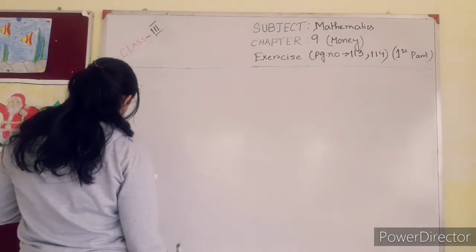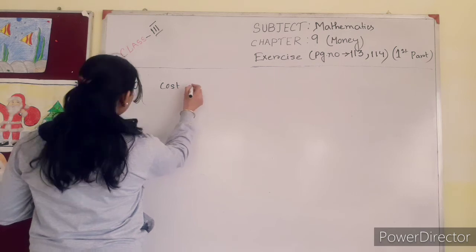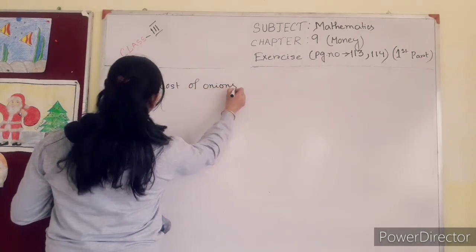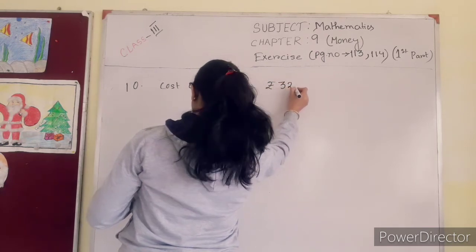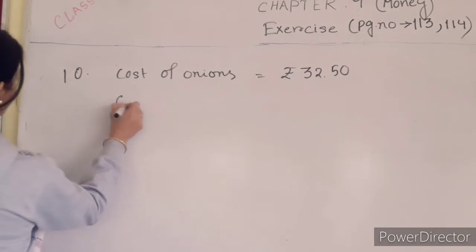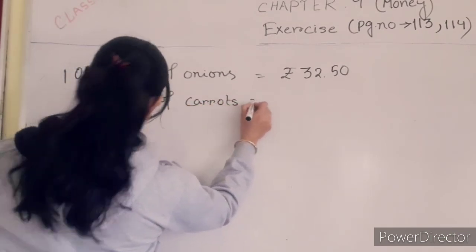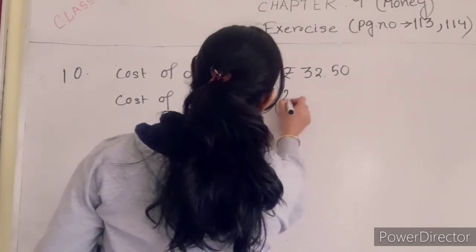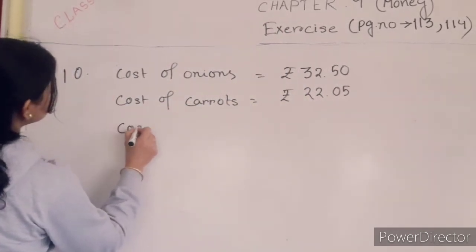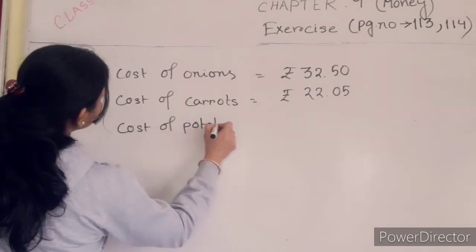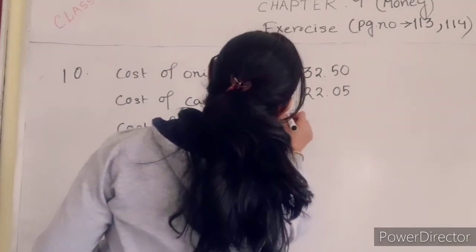Now cost of onions, rupees 32.50. Cost of carrots, rupees 22.05. Cost of potatoes equals rupees 18.